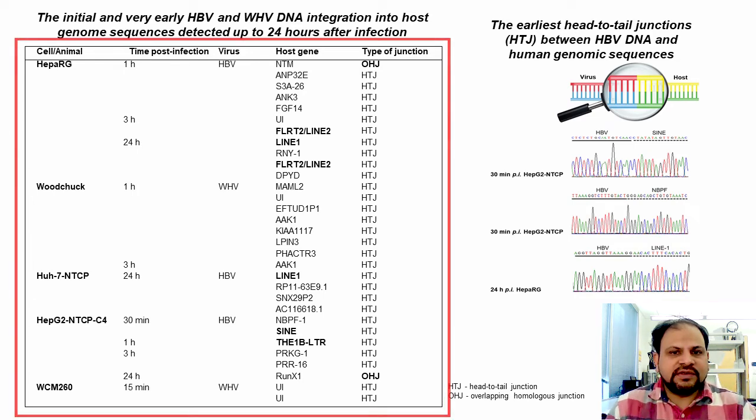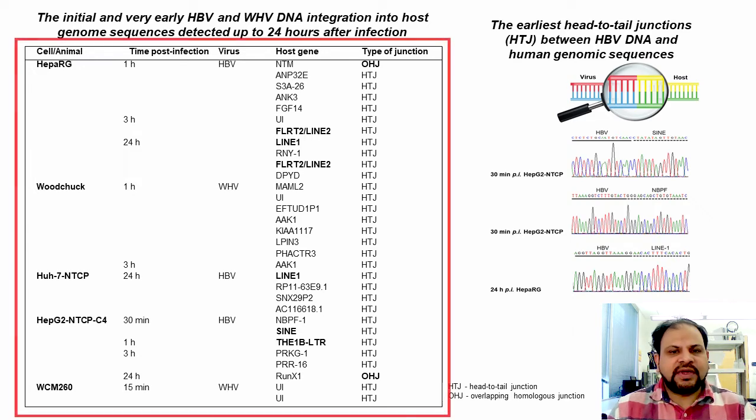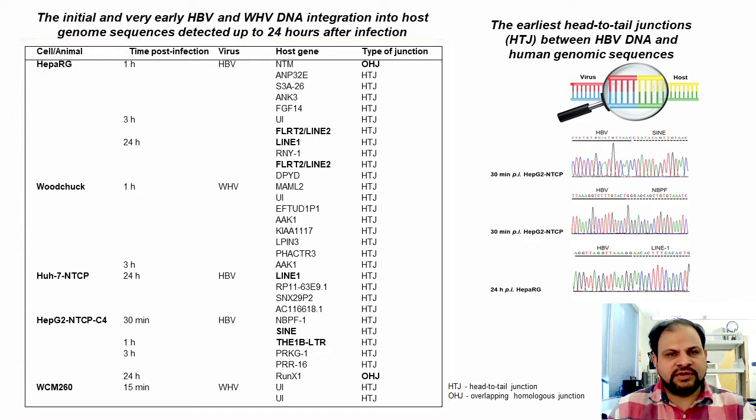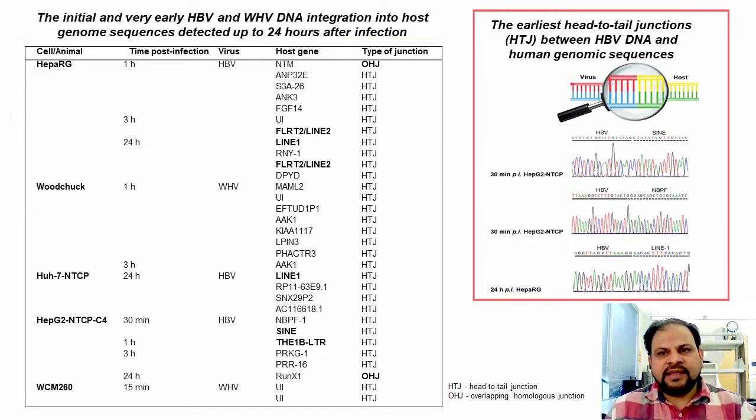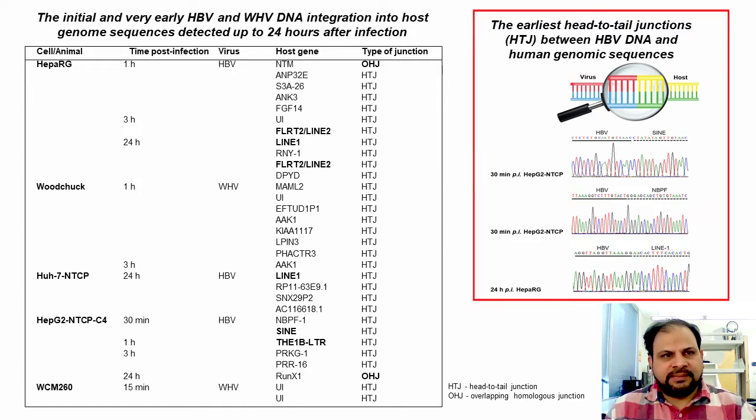The type of junctions which were formed between the virus DNA and host DNA were head-to-tail junctions and in a few by overlapping homologous junctions. At the right-hand side, an example of head-to-tail using non-homologous-end-joining junction is given.